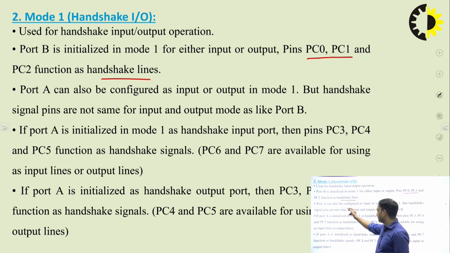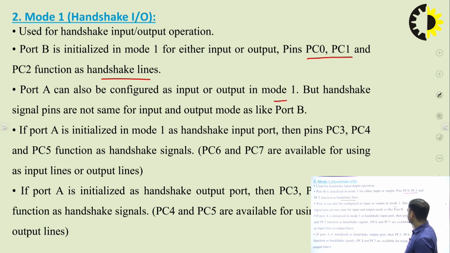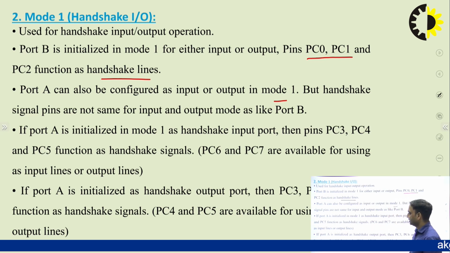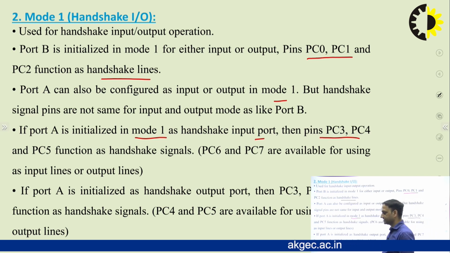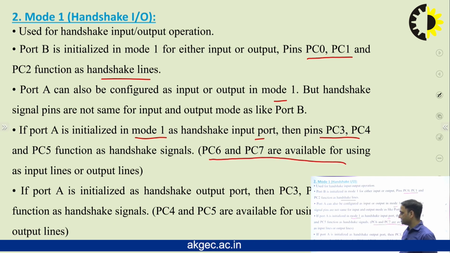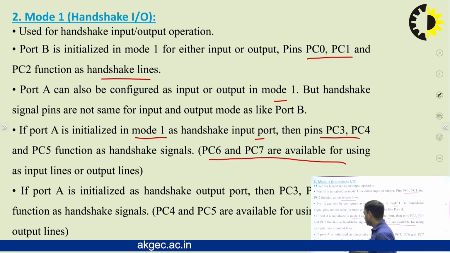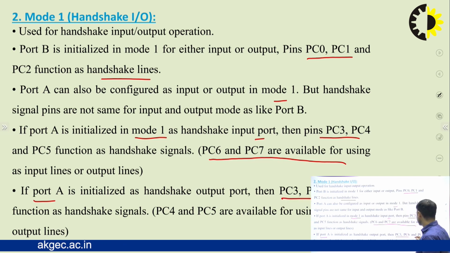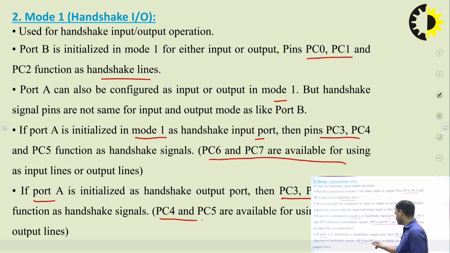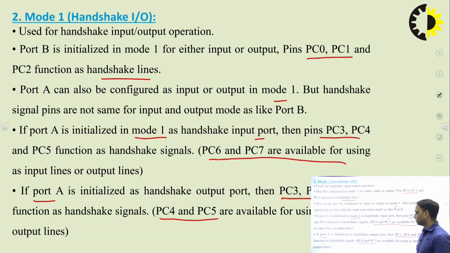Port A can also be configured as input output in mode 1, but the handshake signal pins are not the same for the input and output modes as with port B. If port B is initialized in mode 1 as the handshake input port, then pins PC3, PC4, PC5 function as the handshake signals, and PC6 and PC7 are available for use as input lines or output lines. If port A is initialized as a handshake output port, then PC3, PC6 and PC7 function as handshake signals, and PC4 and PC5 will be available for use as input or output lines.